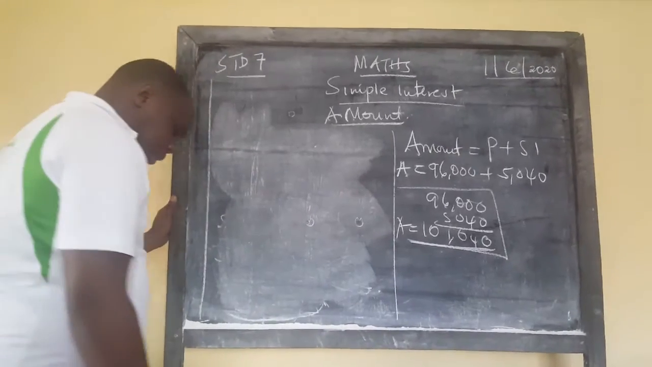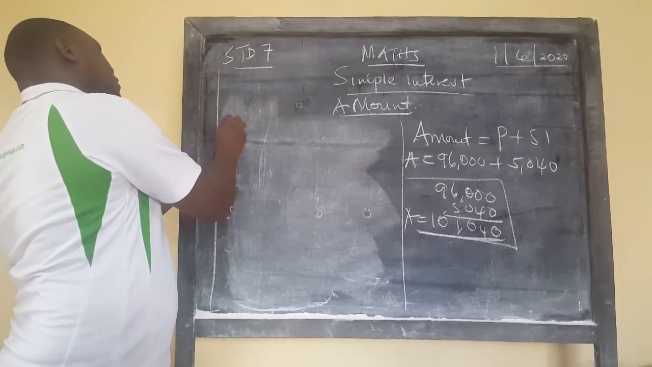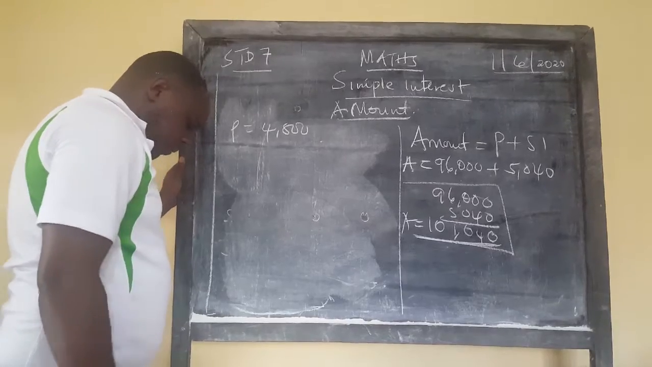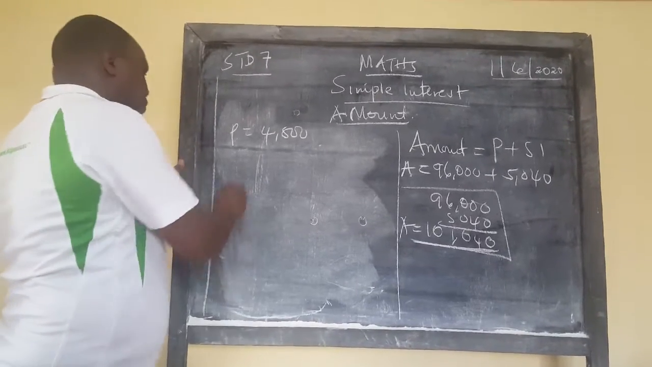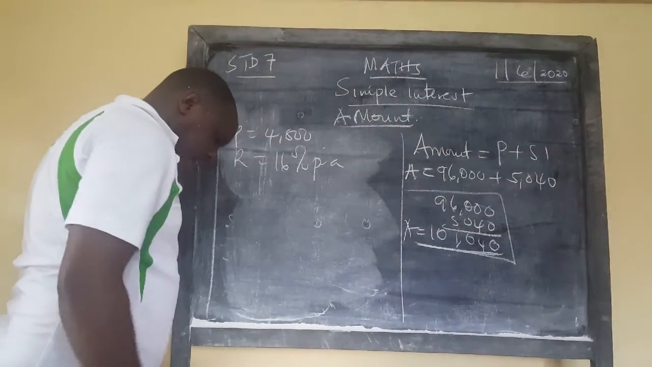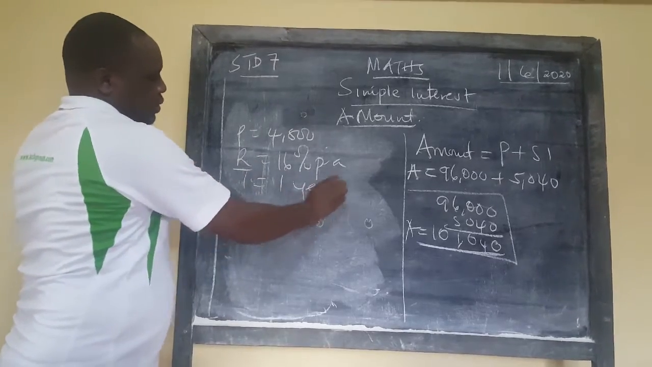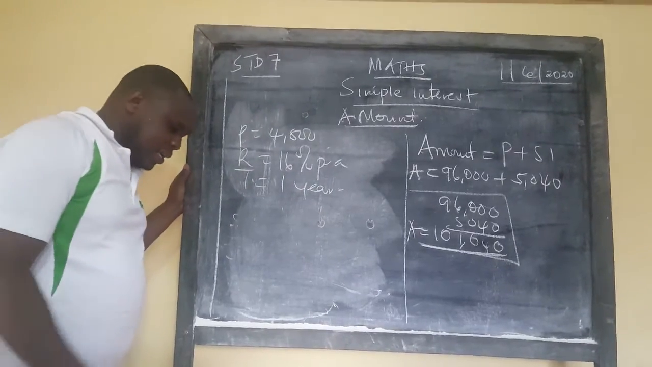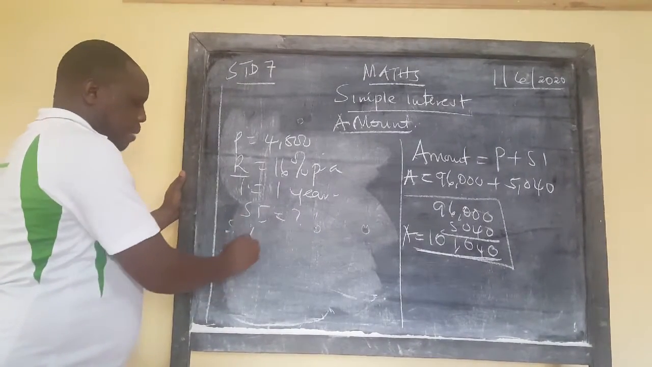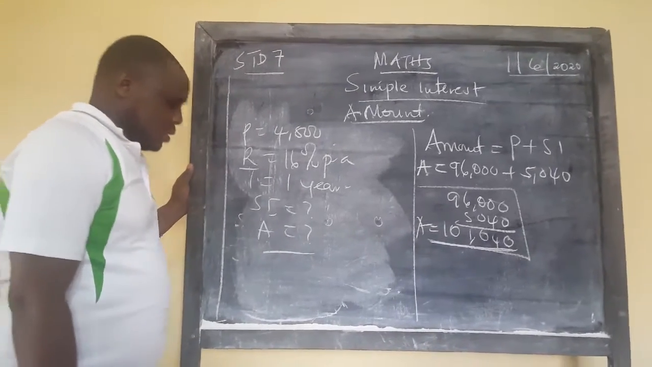Another one, 4,800 was the principal, deposited at the rate of 16% per annum, and then for a time of 1 year. Number one, find the simple interest, and then the amount also is in question. So you want to calculate the two things.